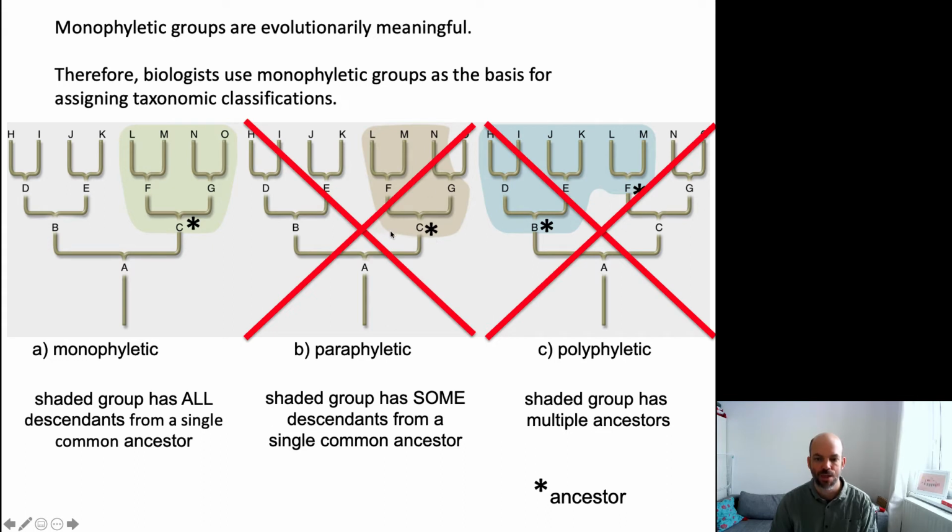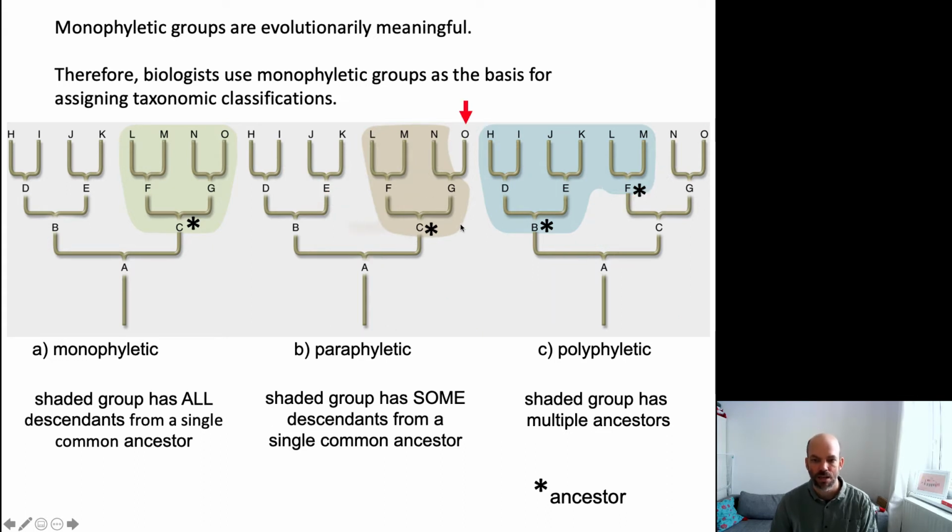They do not follow this rule because, for example, a group that includes L, M, and N but not O is paraphyletic because it does not include all of the descendants of this ancestor C. It's not including O. And polyphyletic does not follow that rule because if you have a group that includes H, I, J, K, L, and M, then L and M do not share a unique ancestor with these species because it is descended from C, and you're not including N and O. And so this is a polyphyletic group. You have multiple ancestors of the species that are in your group.